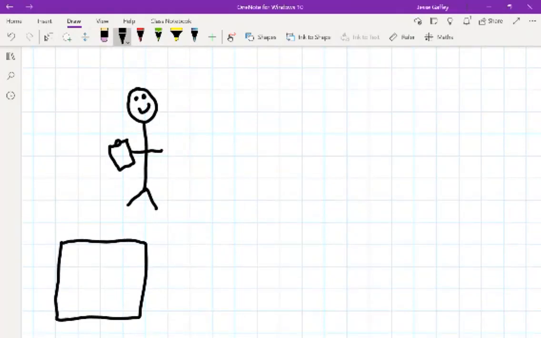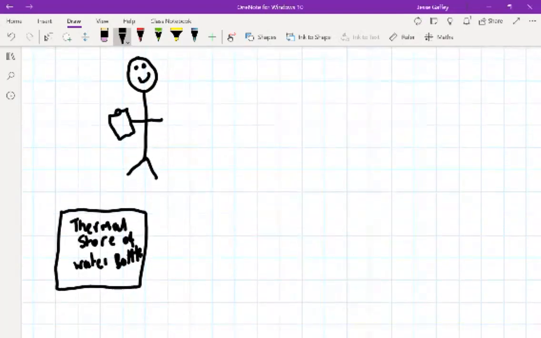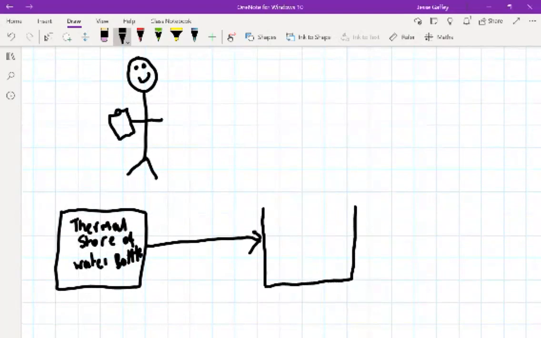What has happened here is that energy has moved from the thermal store of the hot water bottle. There was a lot of energy in the thermal store of the hot water bottle, and that's why it felt quite hot. And it has moved. This arrow shows the energy moving. Well, it has moved objects. It has moved to the thermal store of the person.